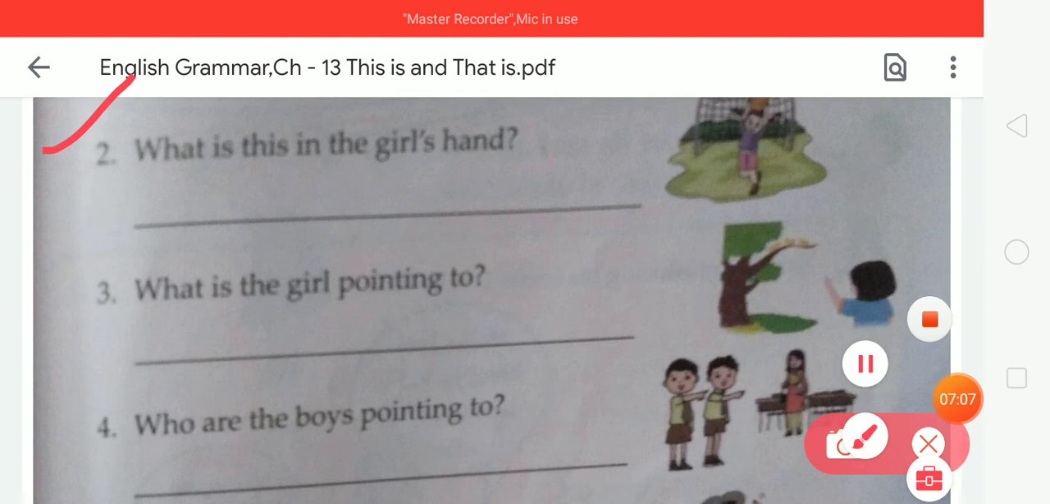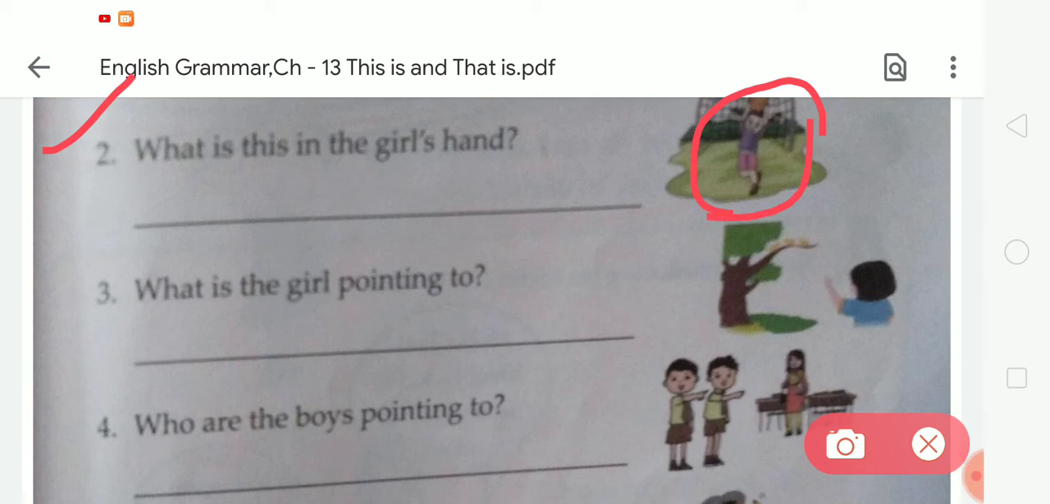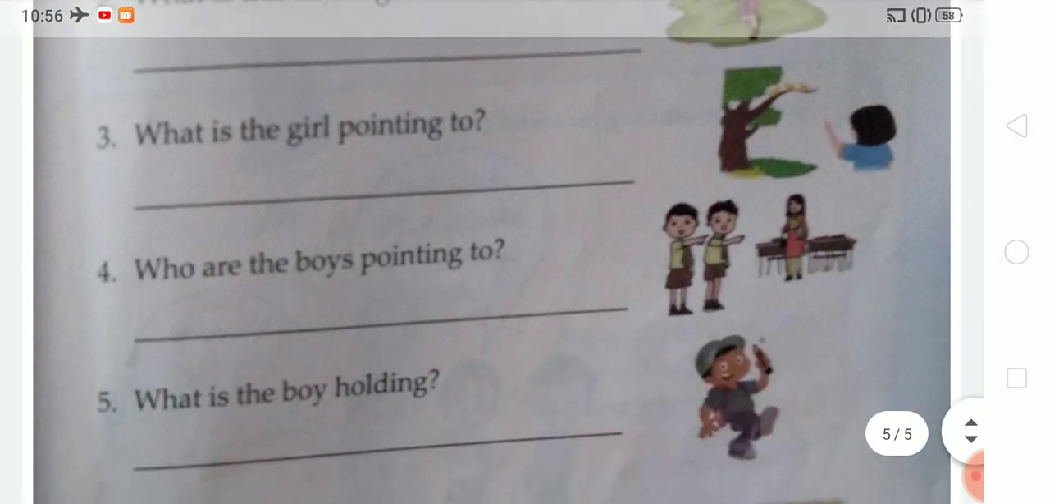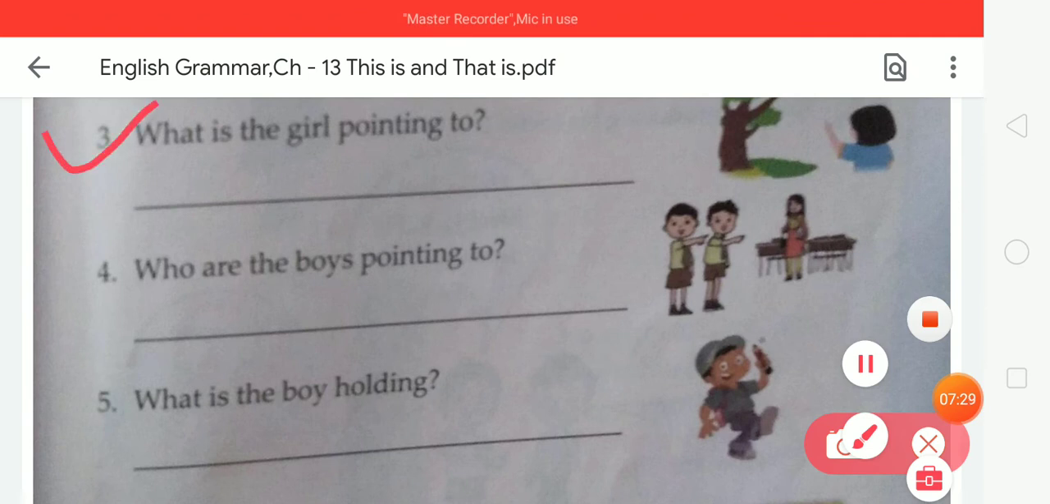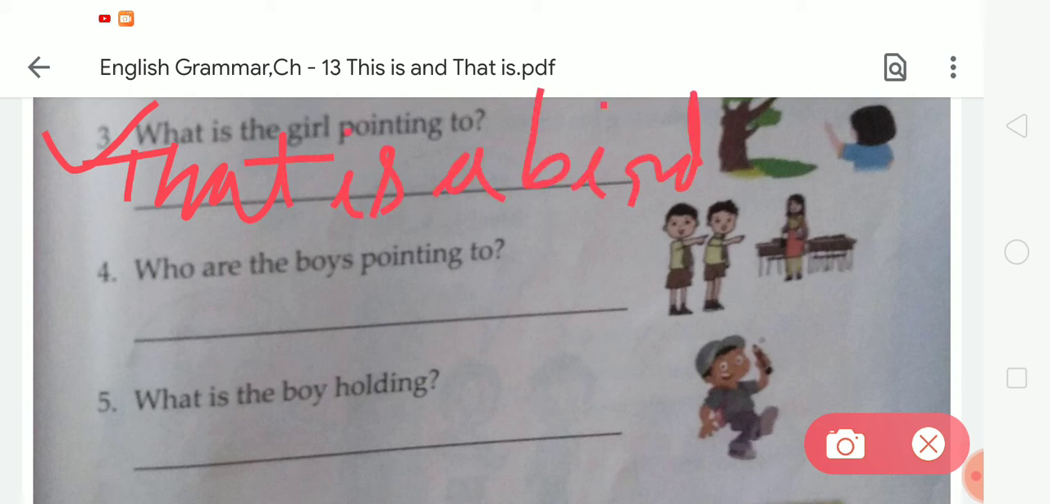Now come to the next question. In question number second, what is this in the girl's hand? So you can see what it is. This is a football. So we have to write this is a football. Okay. Come to the next. In number third, what is the girl pointing to? The girl is pointing to a bird. So we have to write that is a bird. That is a bird. Okay student.